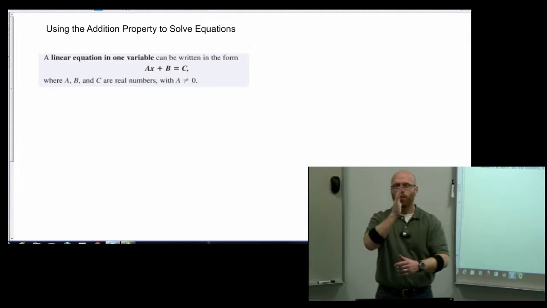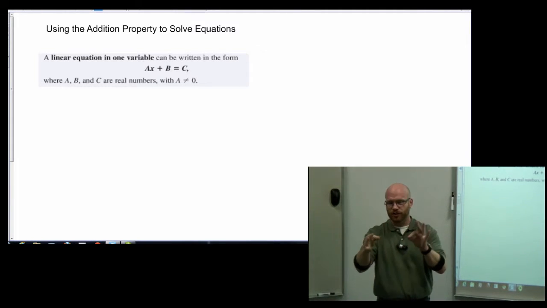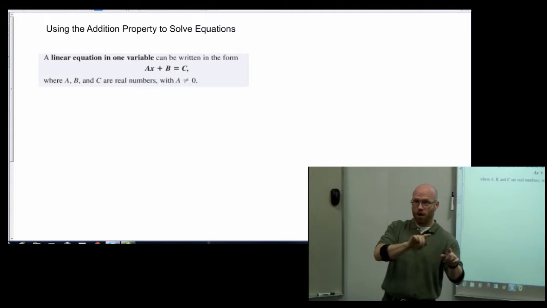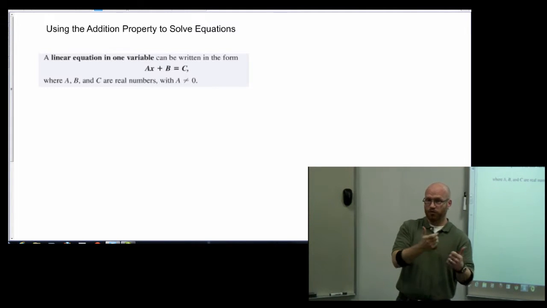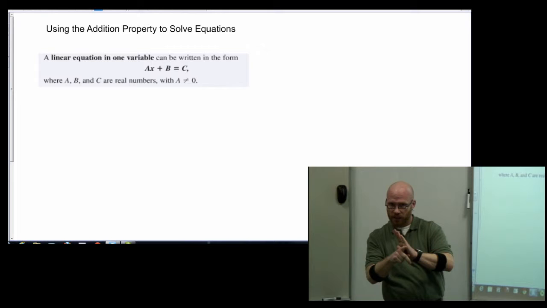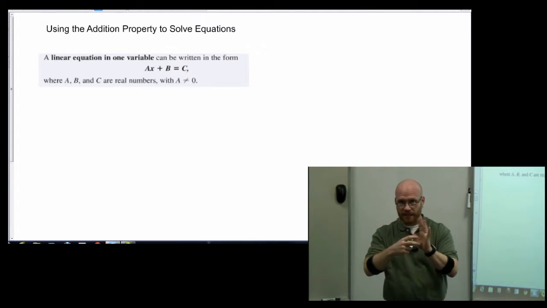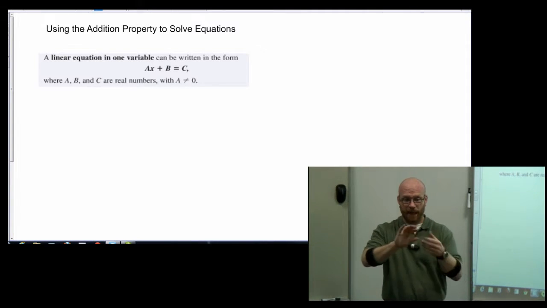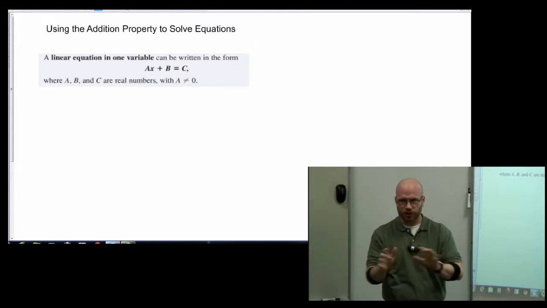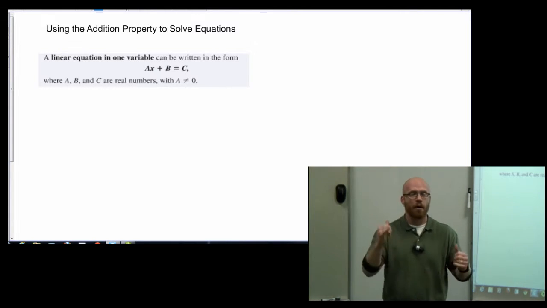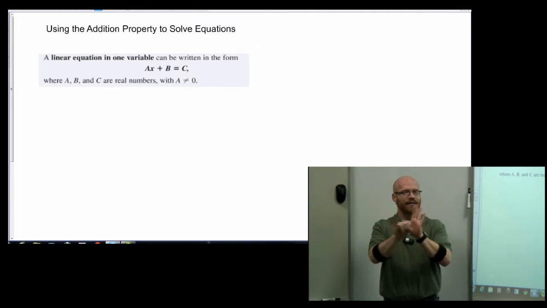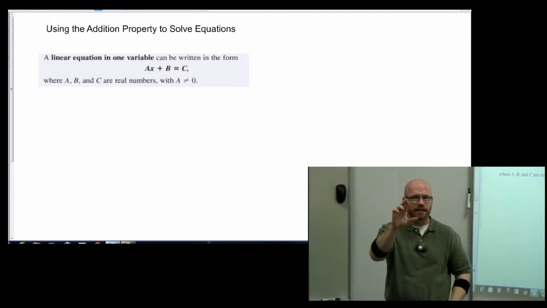Okay, today we will talk about linear equations. We'll talk about how to solve them, first with the addition property. Addition property means if you add the same number to both sides, the value itself doesn't change. Okay? First, we have to identify what a linear equation means.